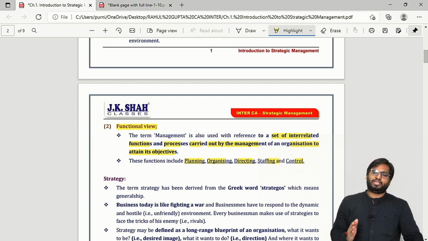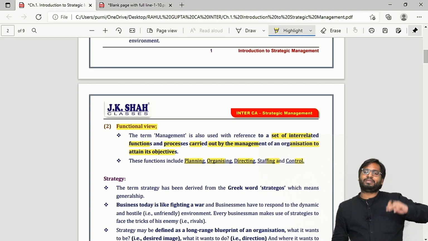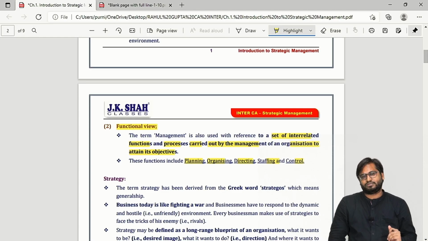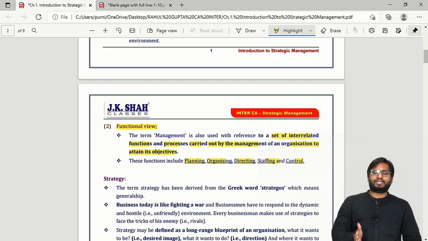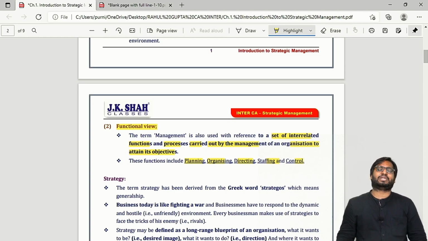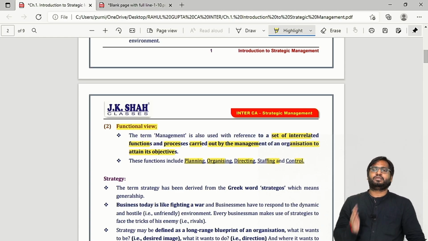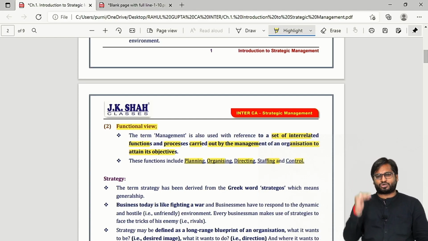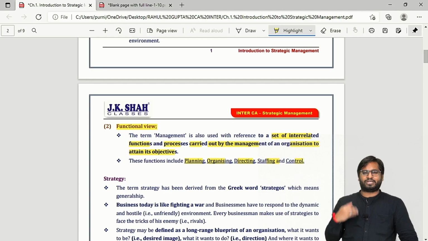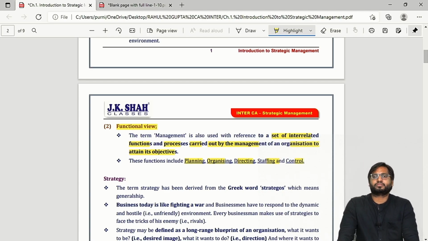So in earlier times, people used to make strategies. Why did they make strategy? Because they wanted to win the war. That is why it is an ancient word. It is an old word derived from a Greek word, strategos, which means generalship and ways to win over an enemy. How can I defeat my enemy? What sort of action plan should I make so that I can defeat my enemy?